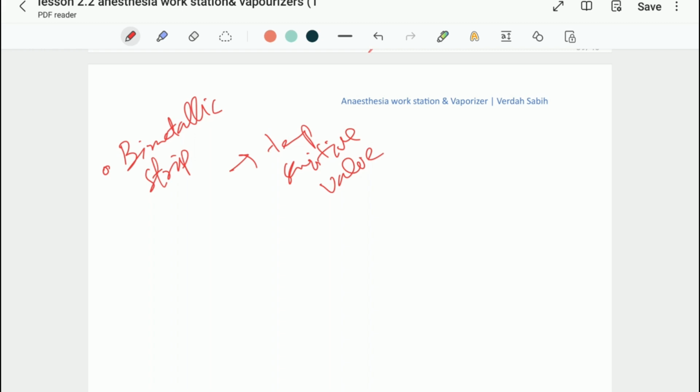Now, the Tec 6, the desflurane vaporizer, is exempted from this temperature compensation. Why? Because it has an active heating system. It is actively heated and there is a gas-vapor blender that maintains the agent at 39 degrees centigrade to create a constant vapor pressure of 2 atmospheres.